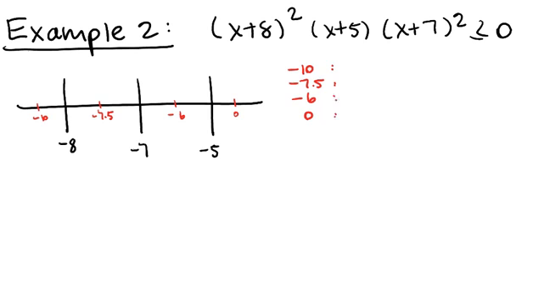All right. Now the thing is with x plus 8 squared and x plus 7 squared, those are both always going to be positive. The only time they wouldn't be positive is when there's 0, which would happen at one of our splitting points, but those are not the points I'm testing. So I know that the first factor and the third factor are always going to be positive.